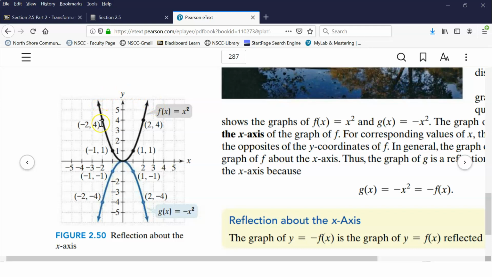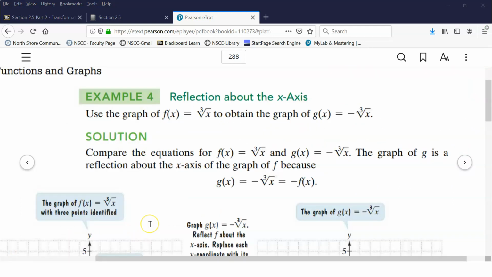So essentially what we do is we multiply the y values by a negative. So for example, minus 2, 4 becomes minus 2, minus 4. Right? And 2, 4, the x value stays the same, the 2 is the same, but 4 becomes minus 4. So this will reflect the graph around the x-axis, or a vertical reflection. Let's look at example 4 from the textbook. Use the graph of f of x equals the cube root of x to obtain the graph of g of x equals minus cube root of x.